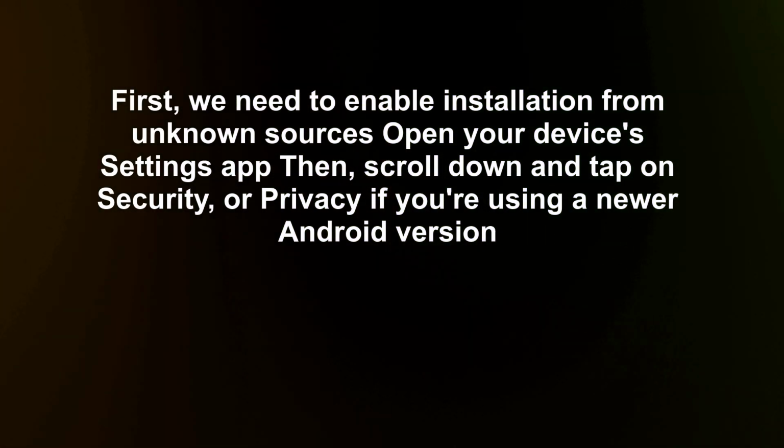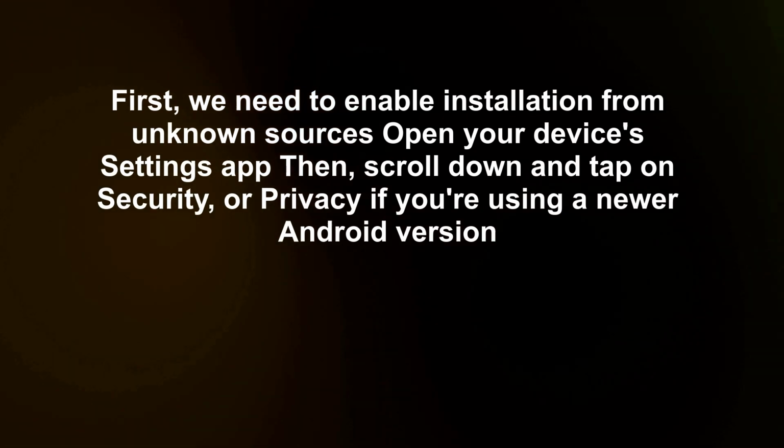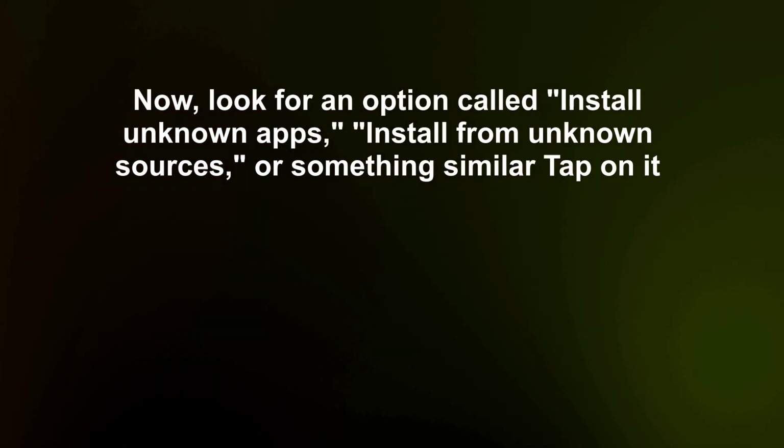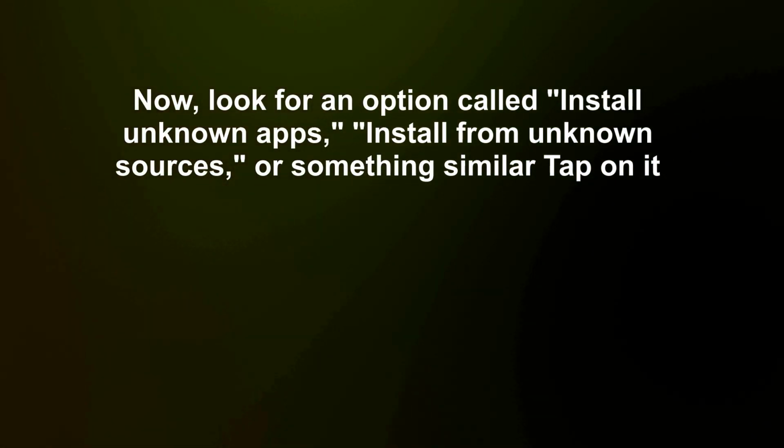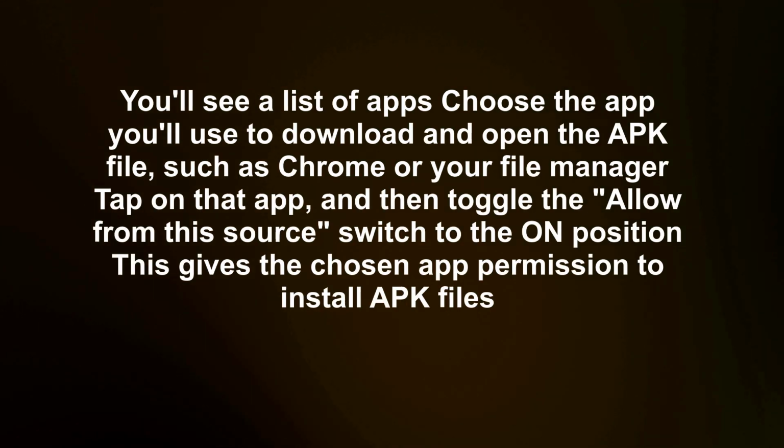Open your device's Settings app, then scroll down and tap on Security or Privacy if you're using a newer Android version. Now, look for an option called Install Unknown Apps, Install from Unknown Sources, or something similar. Tap on it. You'll see a list of apps.